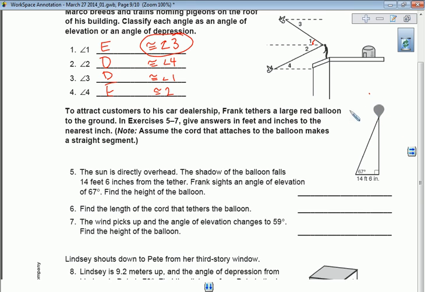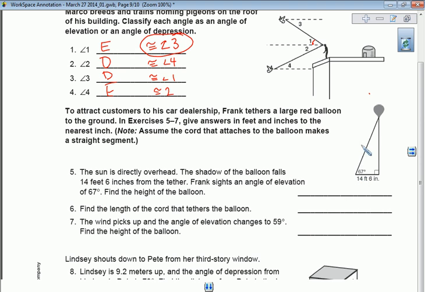All right, so here we go. Frank has this large red balloon. He's hoping to get more customers. The sun is directly overhead. The shadow of the balloon is 14 feet from the tether. Frank sights the angle of elevation to be 67 degrees.